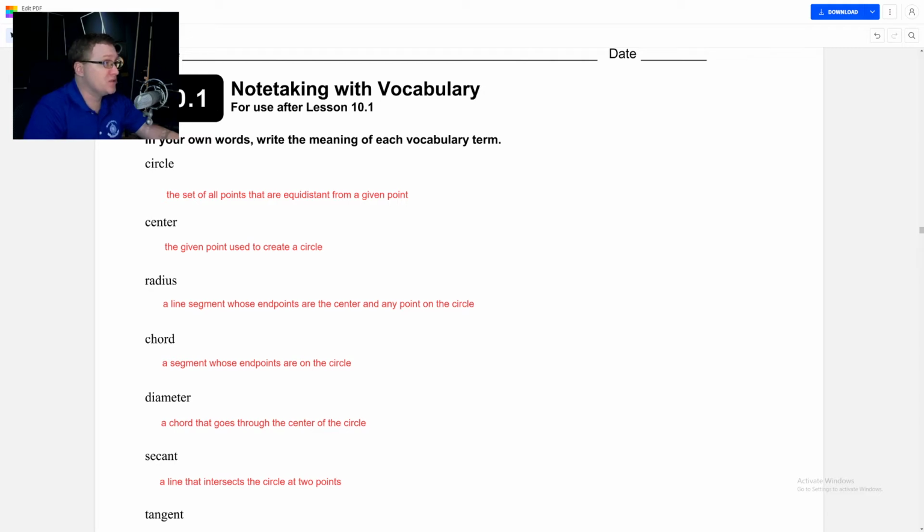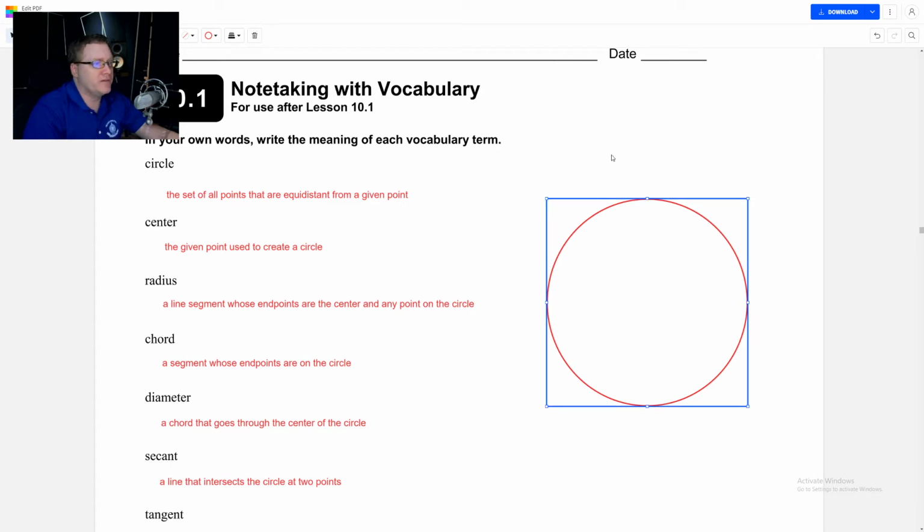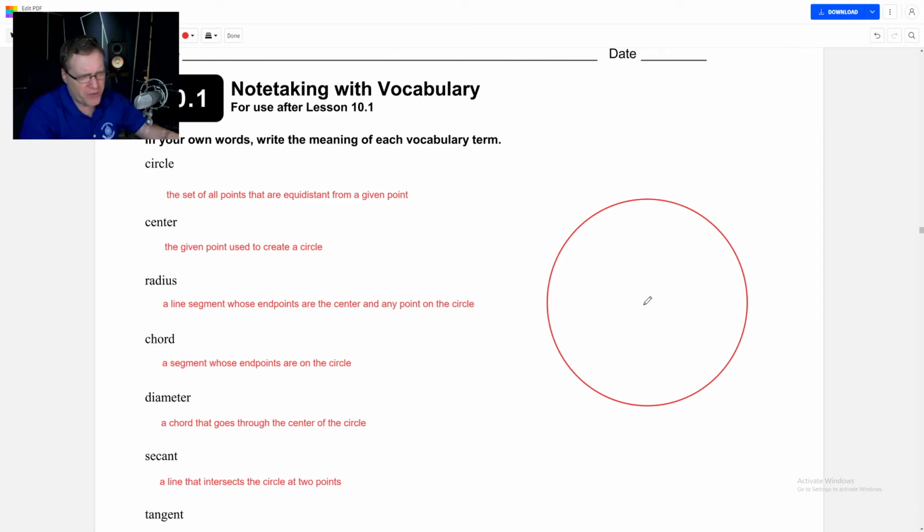Let's start with circle. So we're going to draw a circle here. Here's a circle. So how do we make a circle? Well, the way we make a circle is that you start with just one point. This point, of course, is called the center. And the circle is all points that are the same distance from the center.